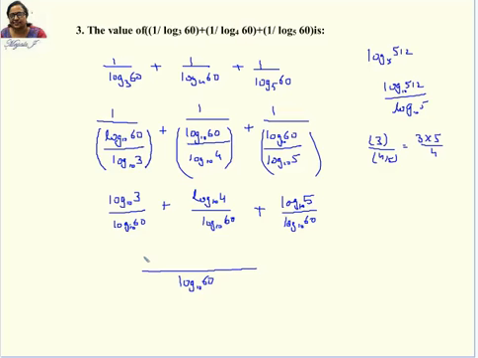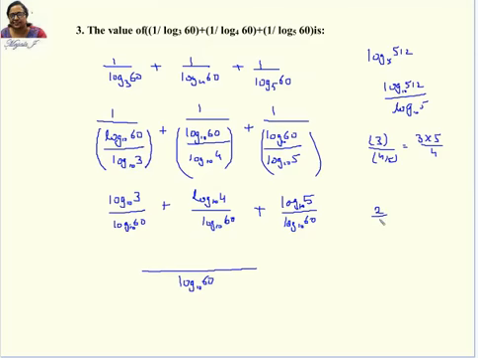What will come here? Sanjay, Aditya, Praveen, who else is it? Ajay. Log 60, log 60. Log 60, how will it come here? When you are taking, this is only logarithm.